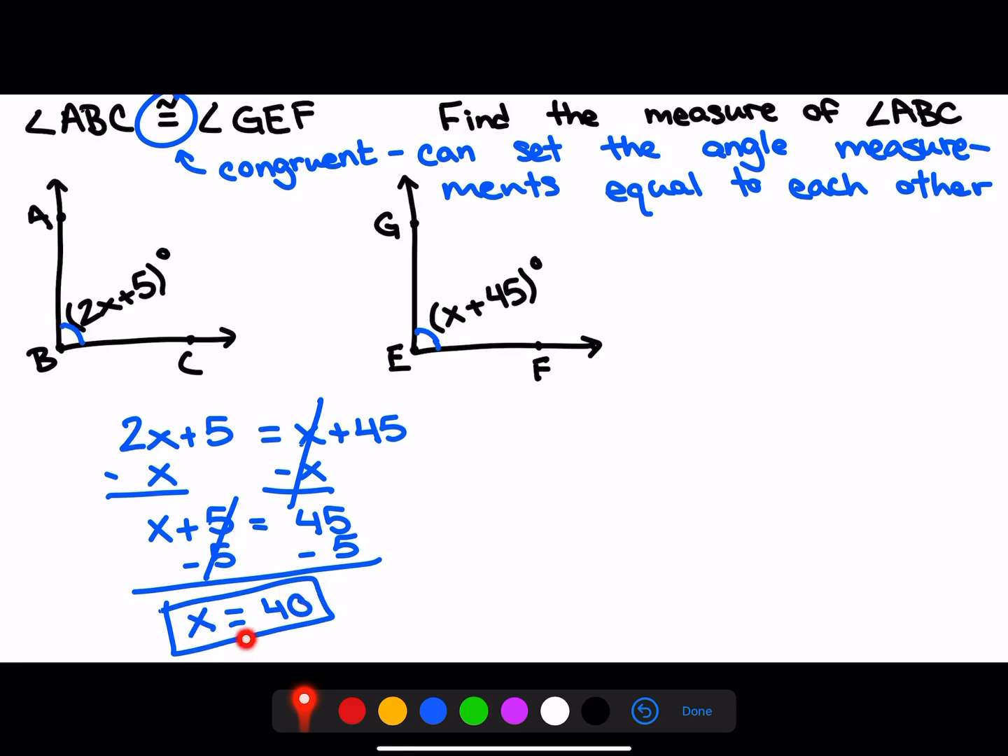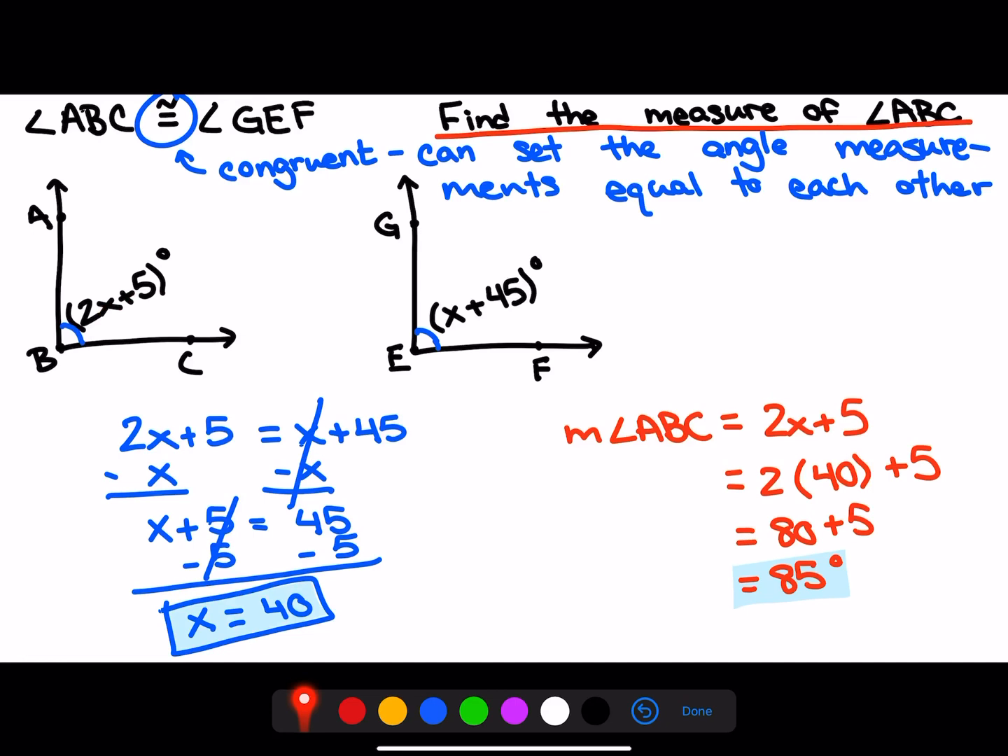Now at this point, now that I know what x is, I can go ahead and plug it back in and solve for our missing angle. Now it doesn't matter which angle I plug it in for, ABC or GEF. Well no, since they're congruent, they're the same angle. And since they're the same, it won't matter if I plug it into either angle because it'll give me the same answer. So if I take this 40, and I plug it back in for angle ABC, well, this will give me 2 times 40 plus 5. Well, 2 times 40 plus 5, that will give me 80 plus 5, which is 85 degrees. So the measure of angle ABC is 85 degrees.